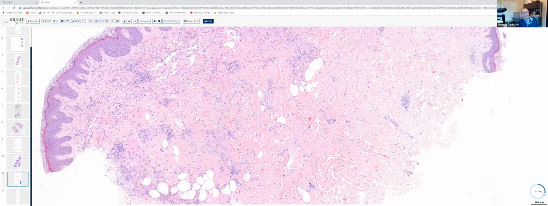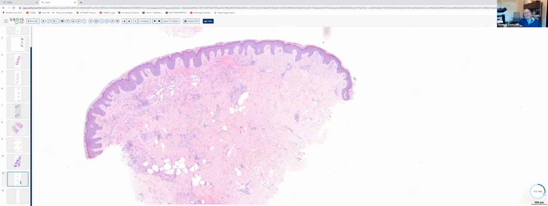So, targetoid hemosiderotic hemangioma. Sometimes it can be quite difficult to distinguish these from patch stage Kaposi's. And again, HHV8 staining will help you because these are routinely negative for HHV8, and the Kaposi's, of course, will always stain with an HHV8 stain.